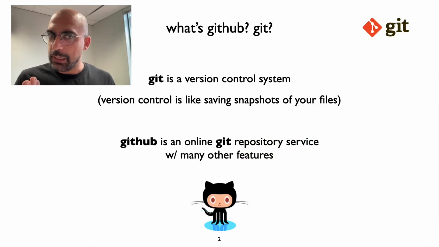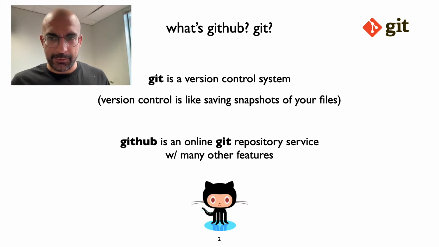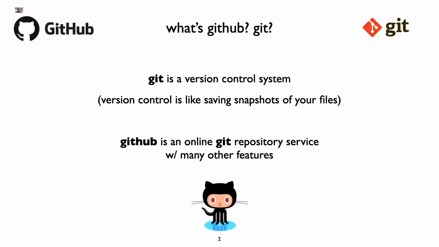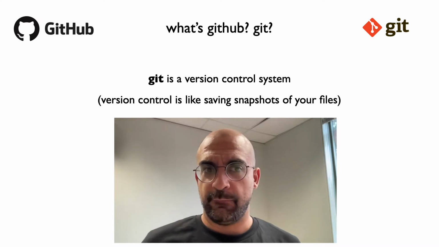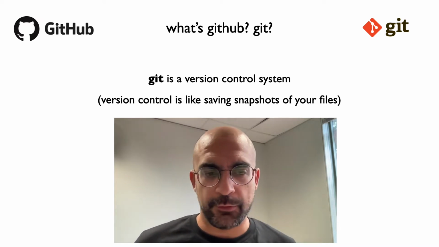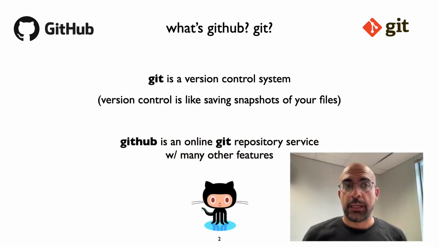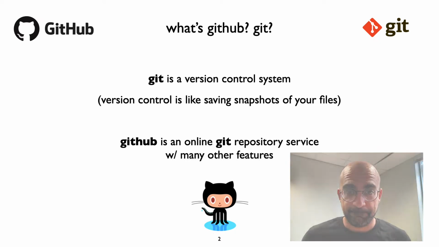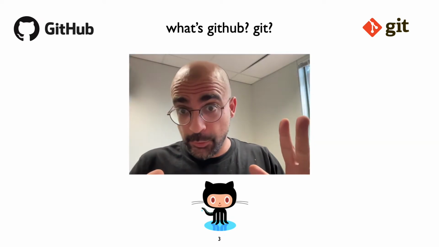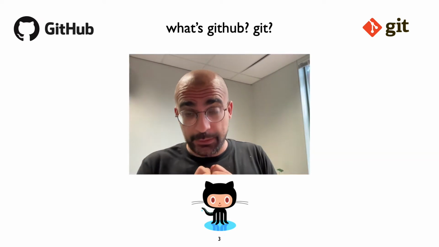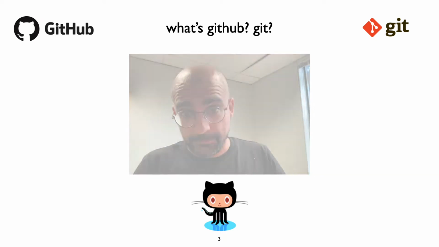So what is GitHub? And what is Git? Is it just a shorthand? Git is a version control system, something that allows you to save snapshots of your files. GitHub is an online service that holds Git repositories, plus it has many other features that allow effective collaboration. I know this is a pretty short introduction, but we have to move on.